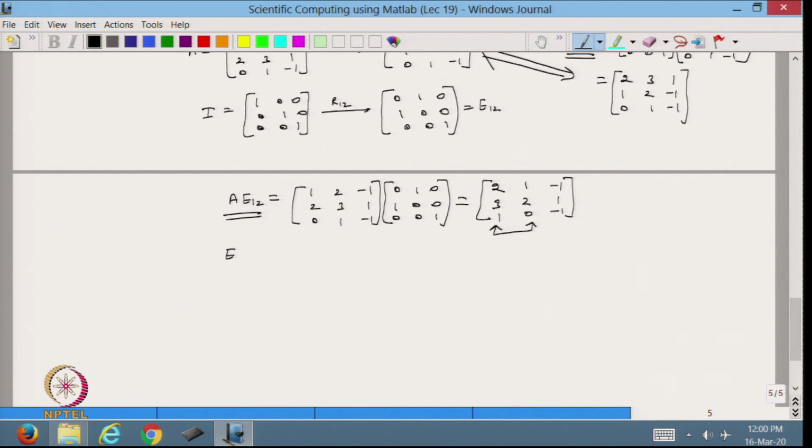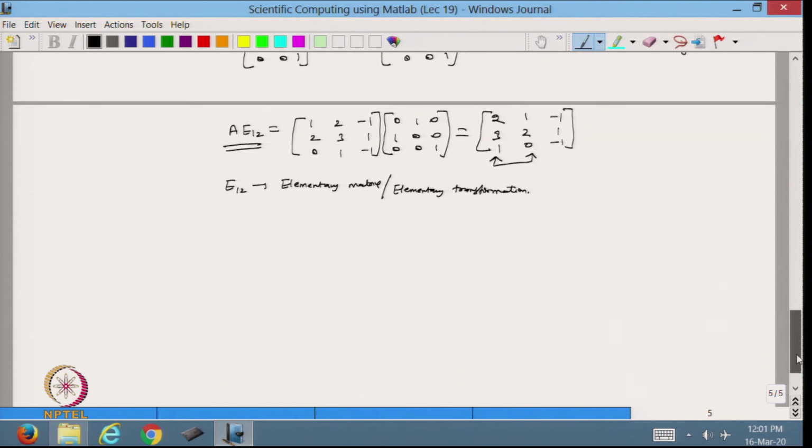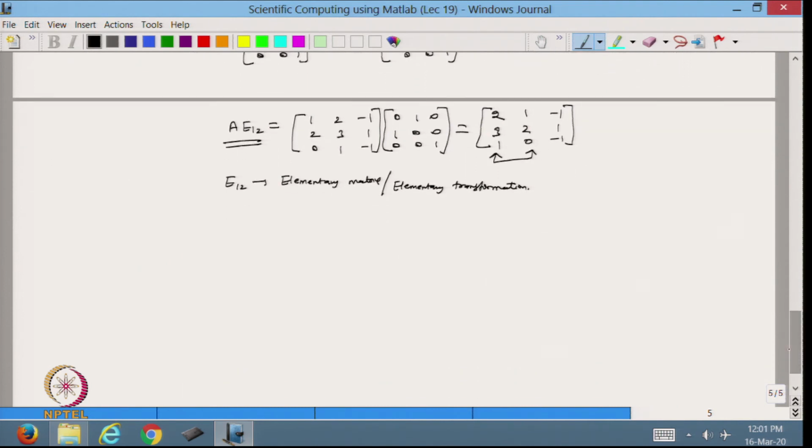So, this E_12 we call the elementary matrix or elementary transformation, because in linear algebra we know that a linear transformation can be represented by a matrix. So, this is called the elementary transformation. This we can apply.